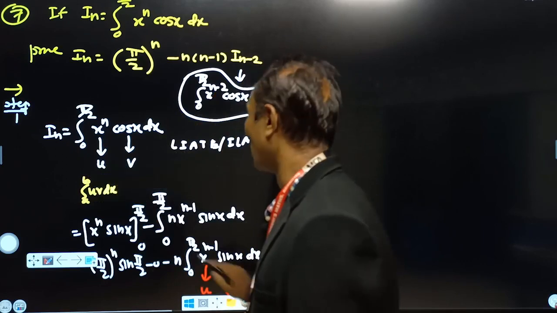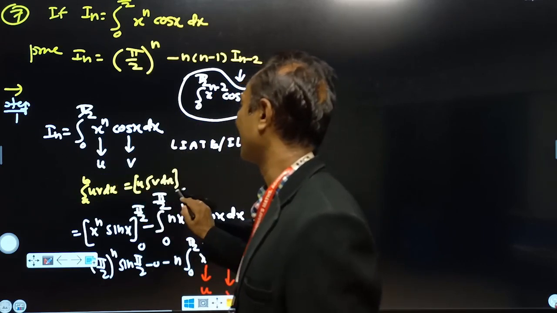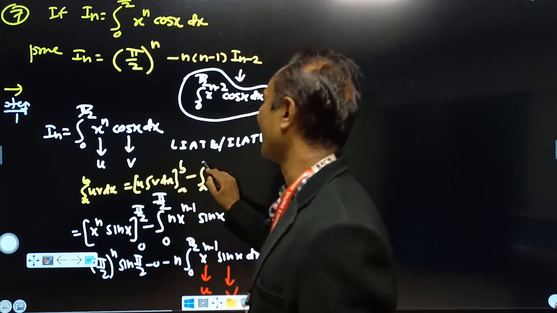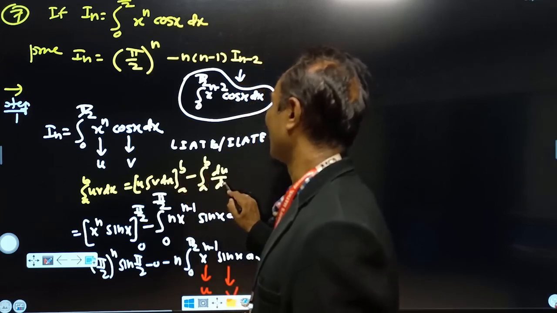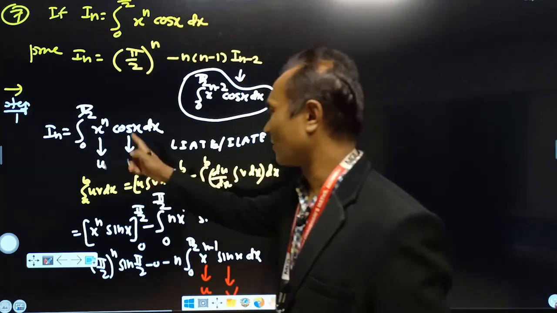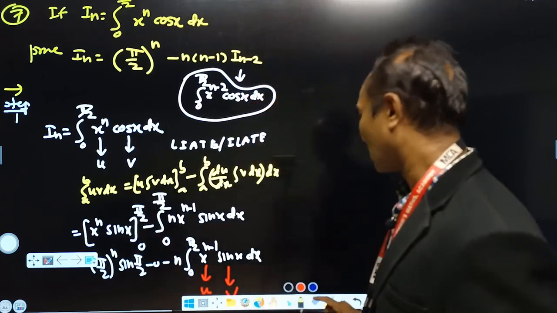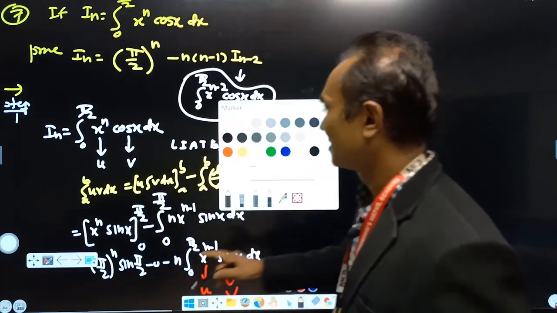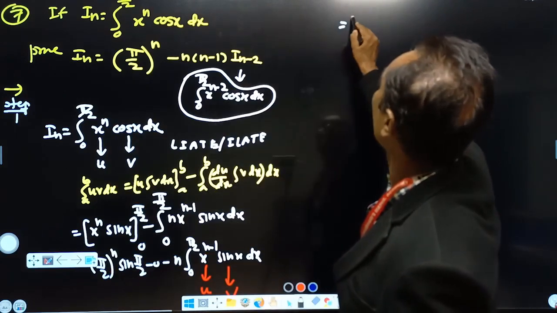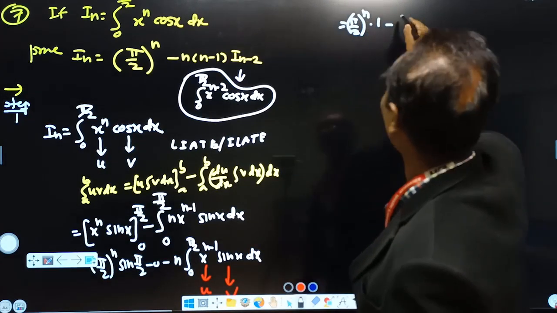It is u integration of v dx, range a to b, minus a to b derivative of u integration of v dx, and total dx. Put respective values: in place of u, x raised to n, integration of cos is sin. Now for the upper limit it is pi by 2 raised to n, sin pi by 2 is 1, minus n.